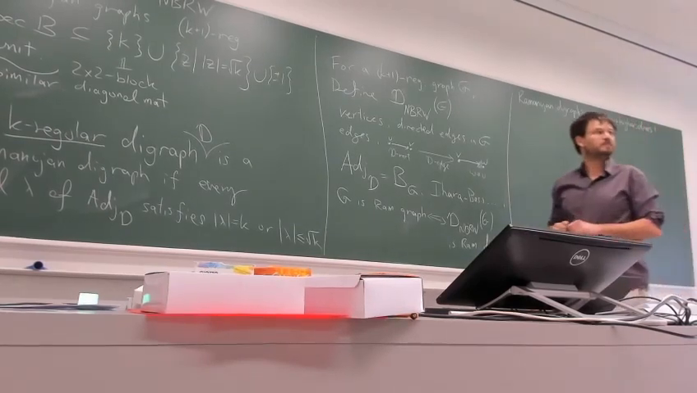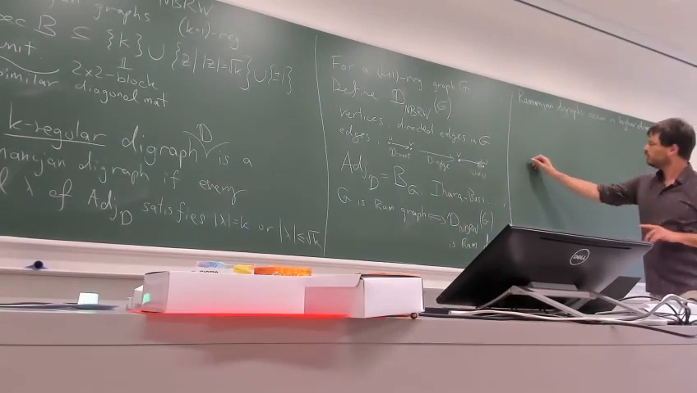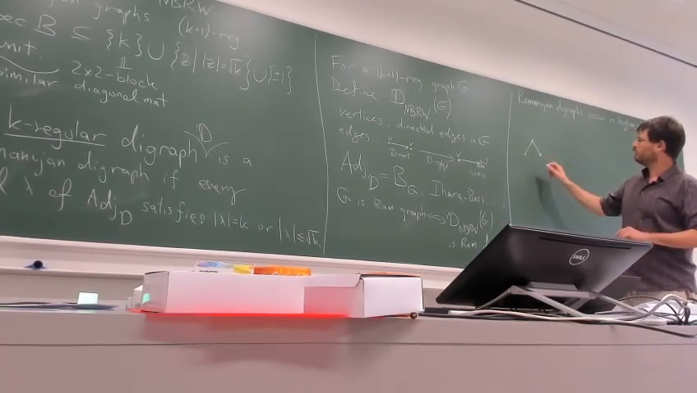In that construction, do you start with a digraph or do you start with a graph? I start with a, okay, let's do an example. So let's say this is my G.